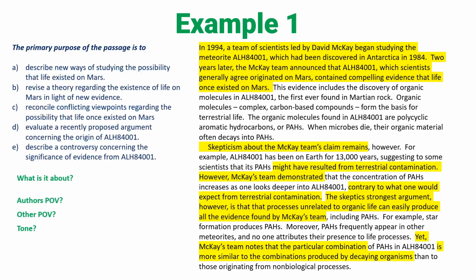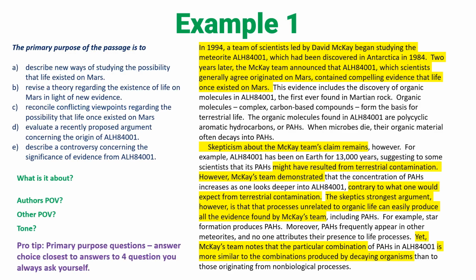This first question is a primary purpose question. Here's a pro tip. The answer to primary purpose questions is always going to be the answer choice that is closest to the answers that you jotted down to the 4 questions you always ask yourself. What is it about? Does the meteorite prove there's life on Mars? What's the author's point of view? The evidence is compelling. Are there other points of view? Yeah, there's skeptics. And what's the tone? The tone is neutral. Okay, let's go through the answer choices and see which answer choice is closest to our answers to those 4 questions.